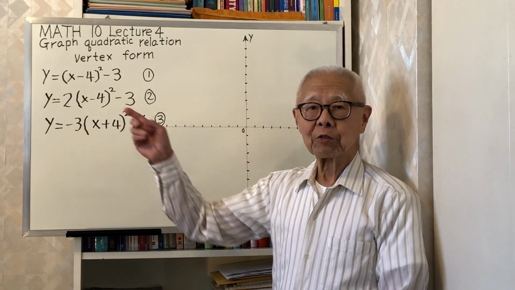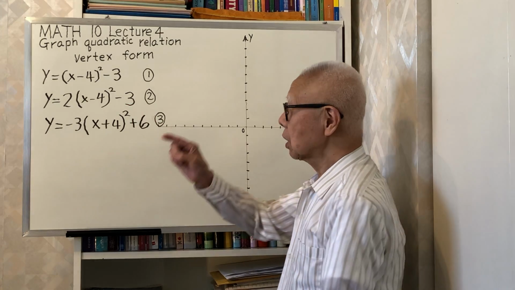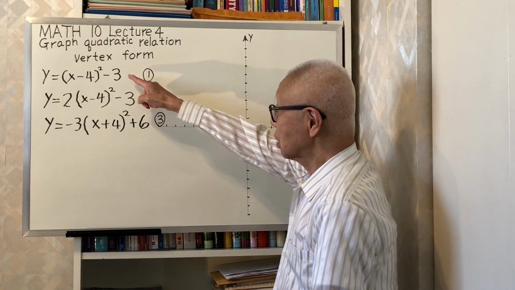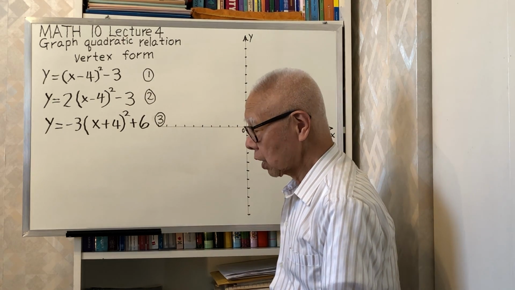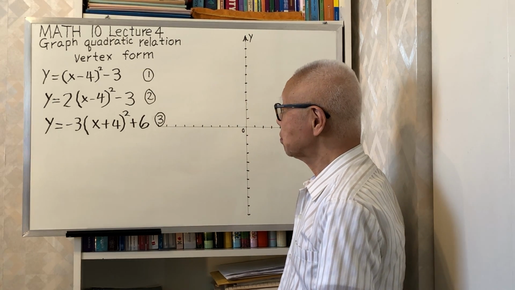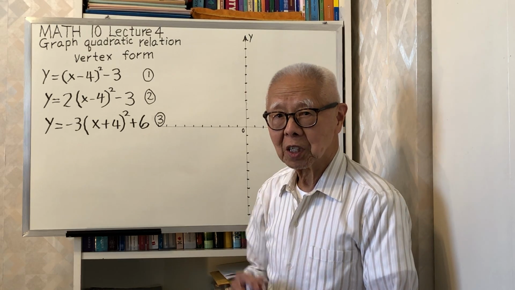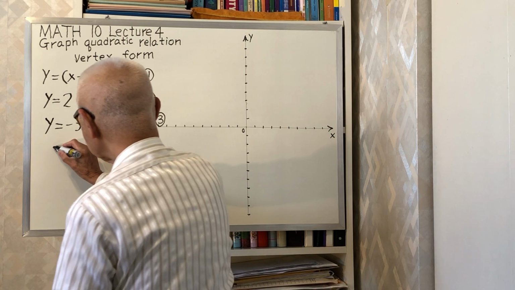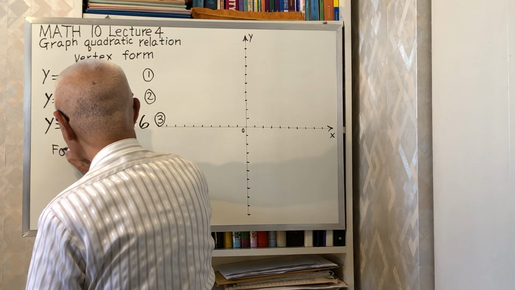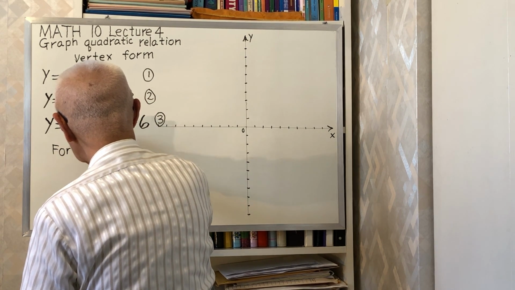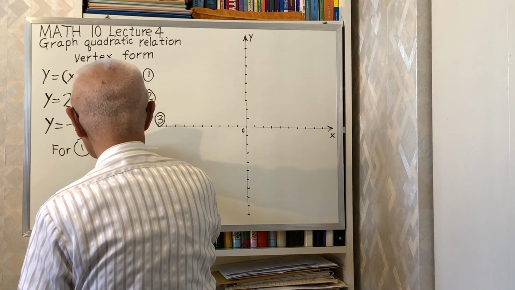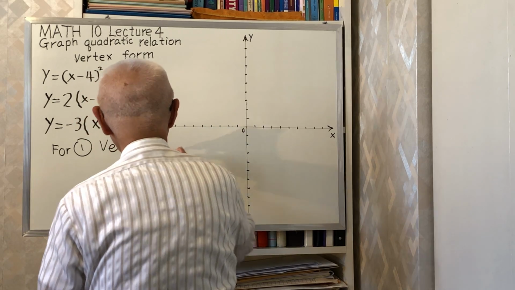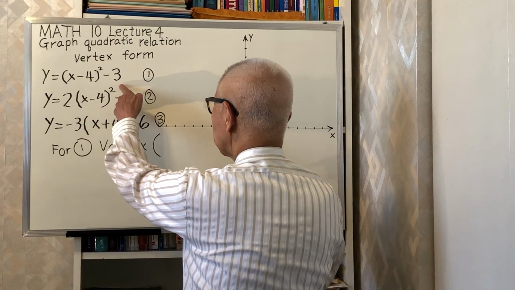I have 3 examples here. So let me do the first one. In a vertex form, the vertex is given to you already. For number 1, the vertex is 4, 3.